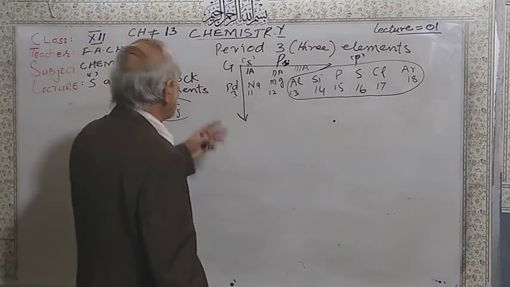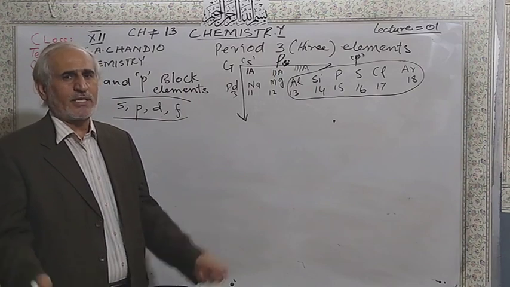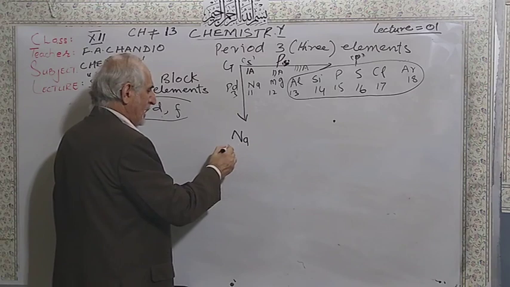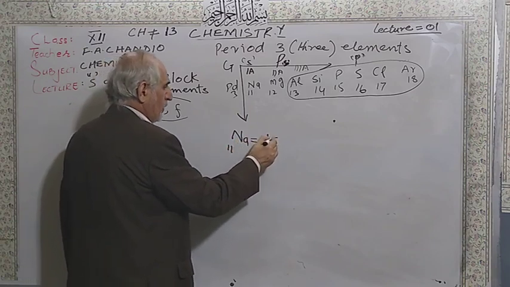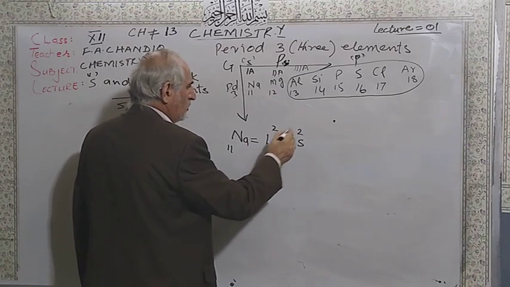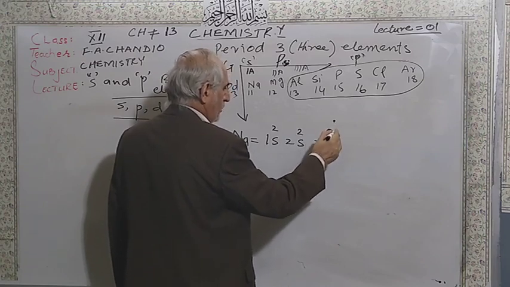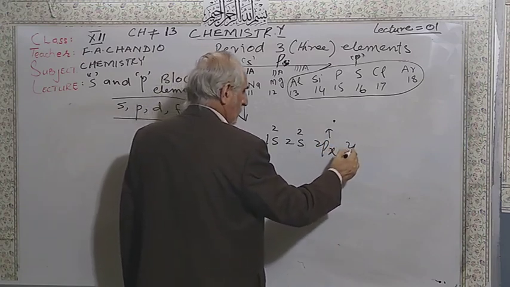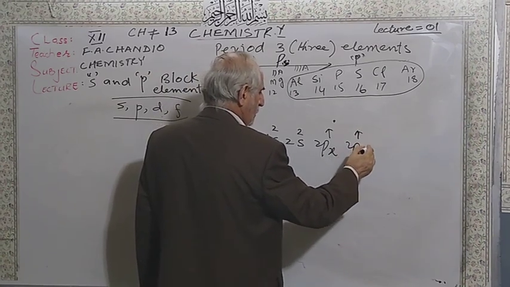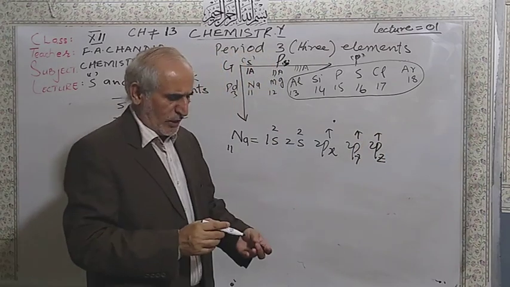Now, if you look at their electronic configuration, how can we say this is a P block and this is an S block? Sodium, atomic number 11: 1s2, 2s2, 2px2, 2py2, 2pz2.